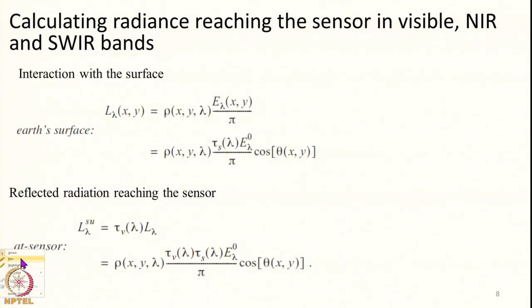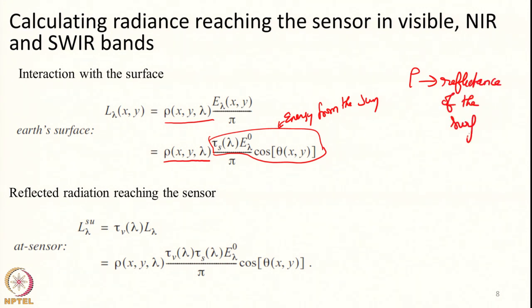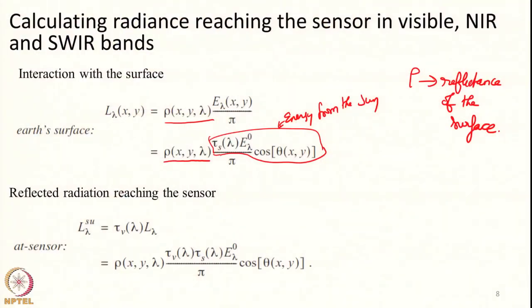Now after it reaches the Earth surface, it will interact. So this E lambda naught tau s term, this is the energy from the sun. Multiply it with the reflectance of the surface, where rho is the reflectance of the surface. Say if the surface reflects 30% of incoming energy, so reflectance is 0.3. So say 100 units of energy came into the surface after correcting for all these tau s, cos theta and all these things. Finally, 100 units of energy reached the surface, out of which 30% is reflected, means multiply that 100 by 0.3. So 30 units of energy will be reflected.